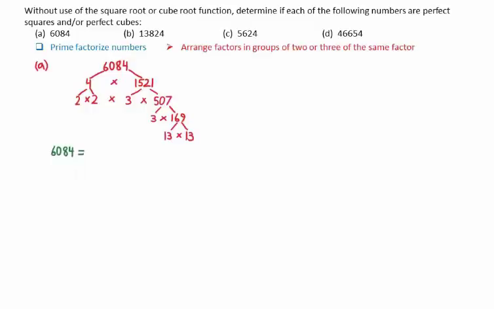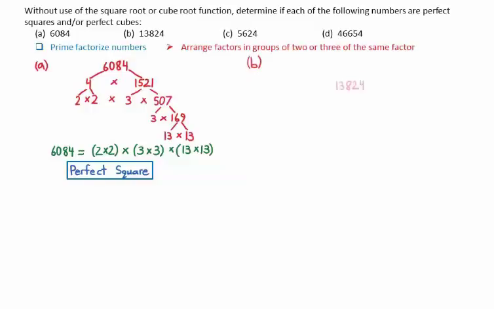Note that we can break up these prime factors as 2 times 2, as we have 2 2's. We have 2 3's, 3 times 3, and 2 13's, 13 times 13. Since we've arranged these in pairs, 6,084 is a perfect square.